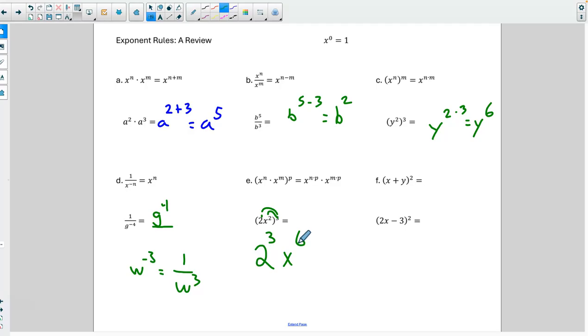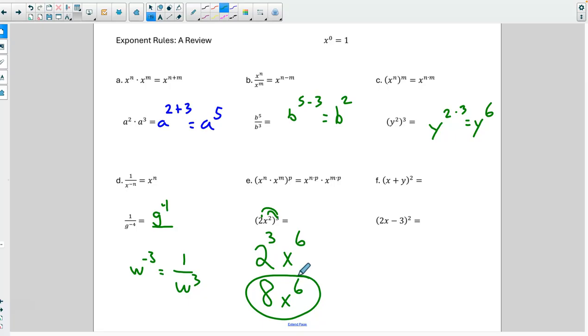Now, 2 to the 3rd is something that we can calculate. I think that's reasonable. So I would want you to calculate that. I would take this as 8x to the 6th. And that would be my solution. What's this last one going to do? You've done this before. What happens? Yeah, you have to distribute.